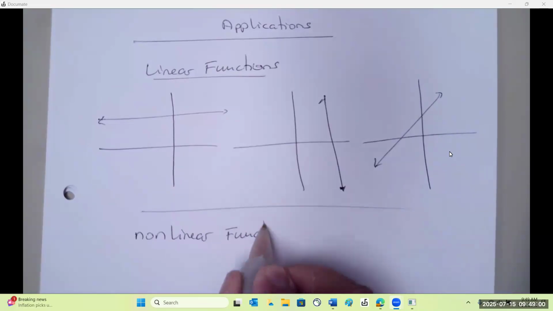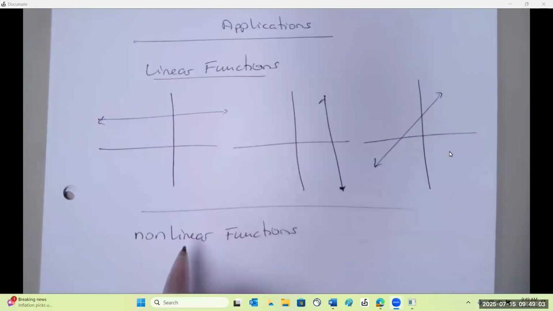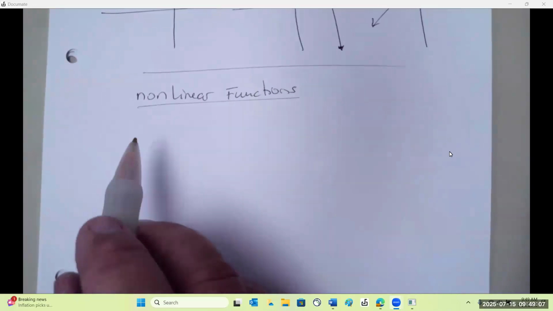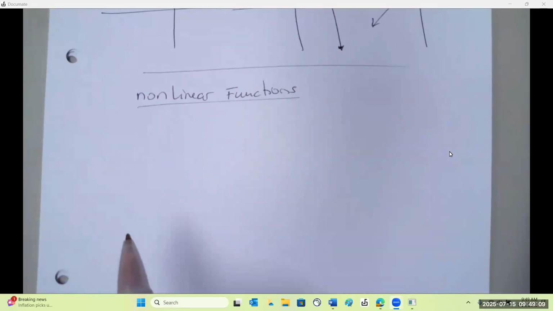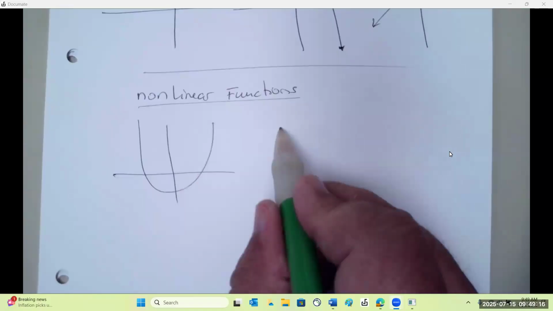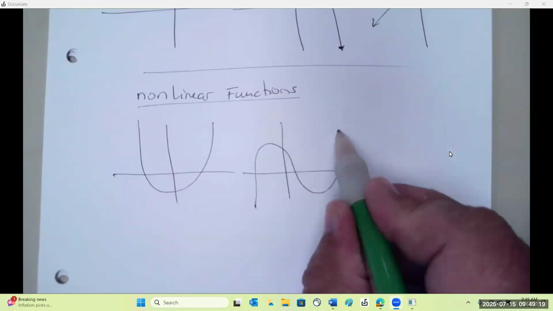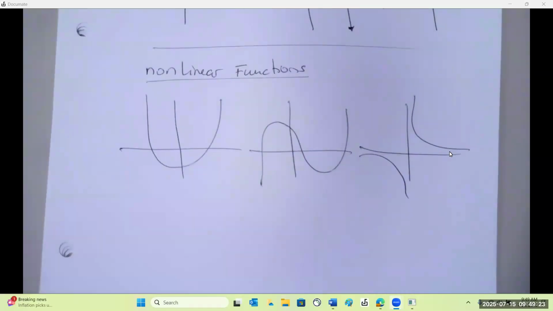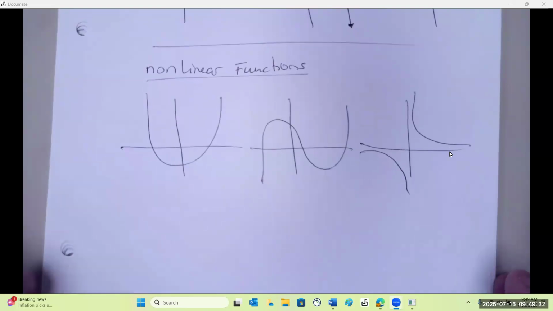Nonlinear functions. What do you think nonlinear means? Not a line. So it's not a line. So it could look like this. And there are a whole bunch of other ones. Those are nonlinear functions.